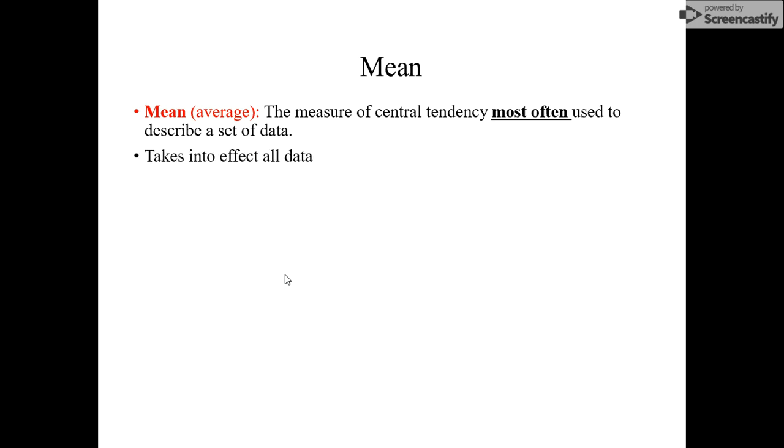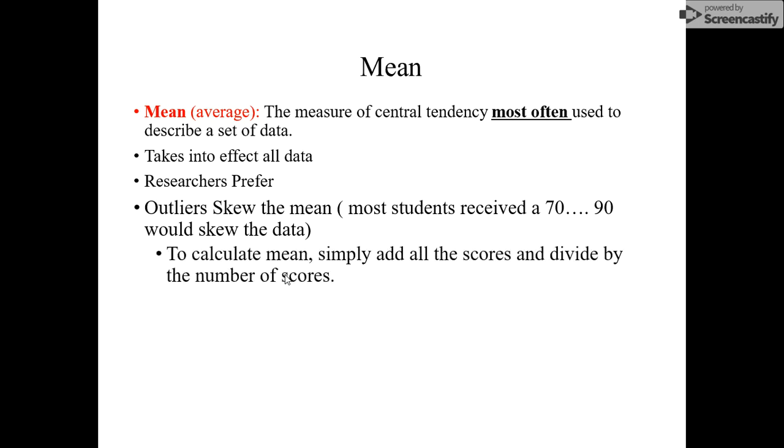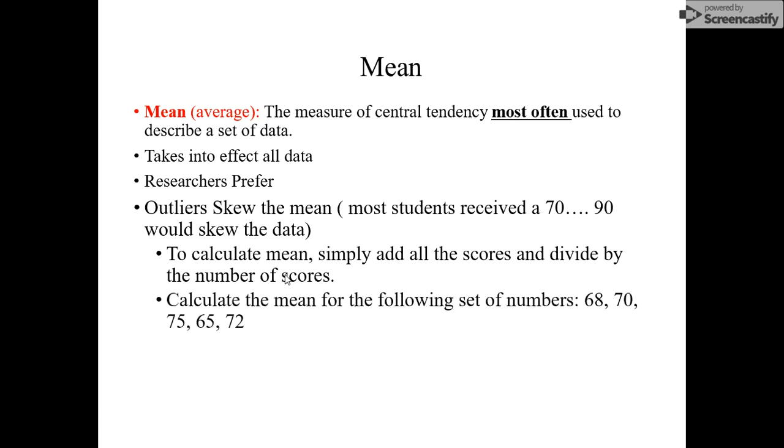It takes into effect all data, so it takes into effect the outliers. Researchers actually prefer the mean. Outliers skew the mean. Okay, if most students received a 70, then the outlier would really skew that data. To calculate the mean, simply add up all the numbers and then divide it by the number of scores.